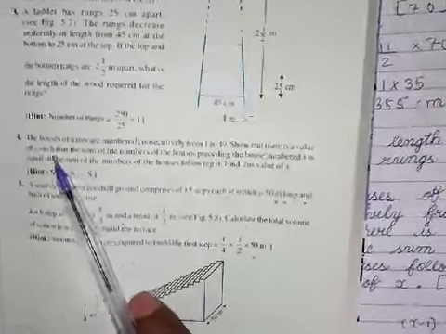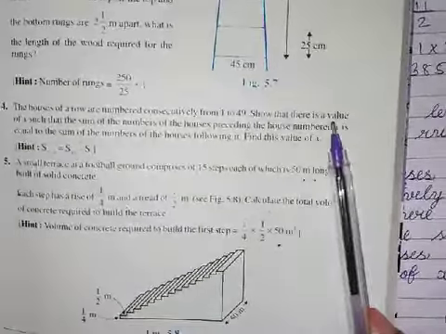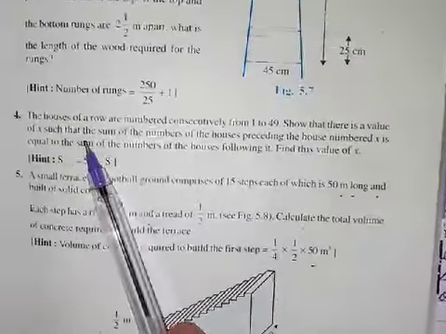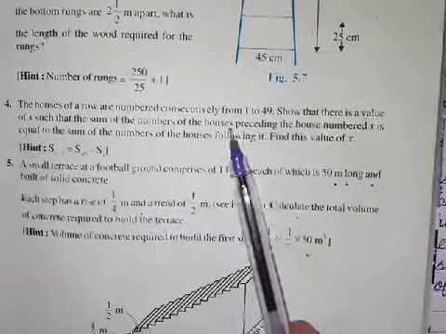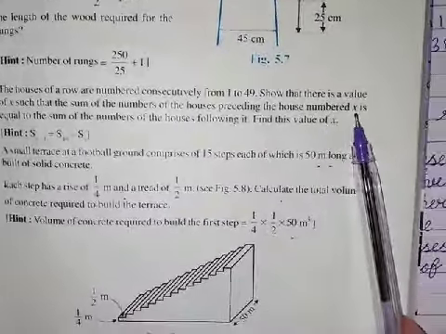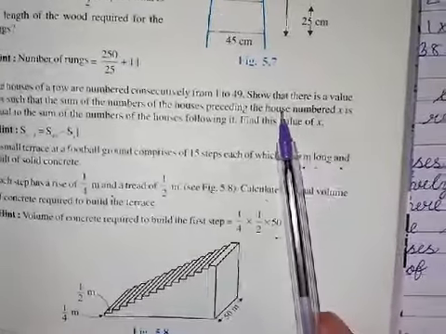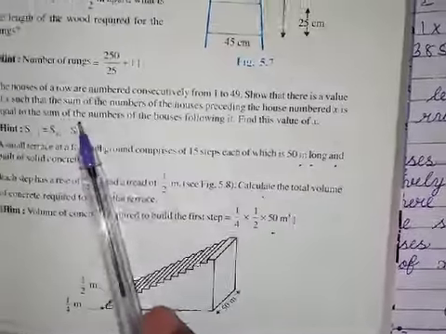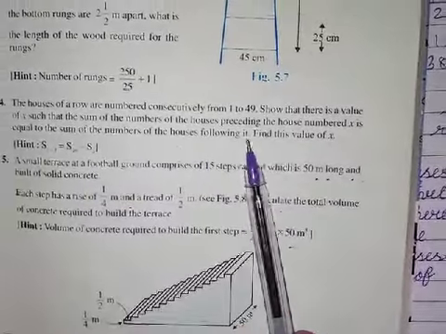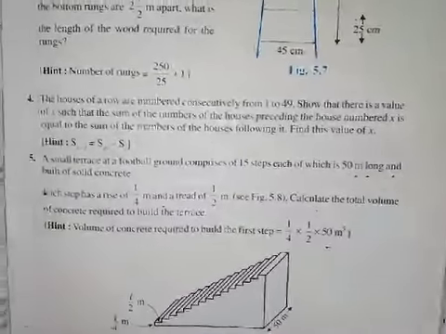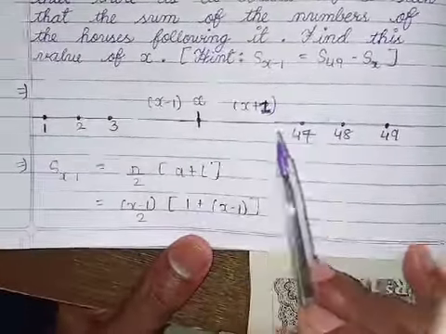So that there is a value of x such that the sum of the numbers of the houses preceding house number x is equal to the sum of the numbers of the houses following it. Preceding house number x means x minus 1, and followed by it means x plus 1. We have to find the value of x.